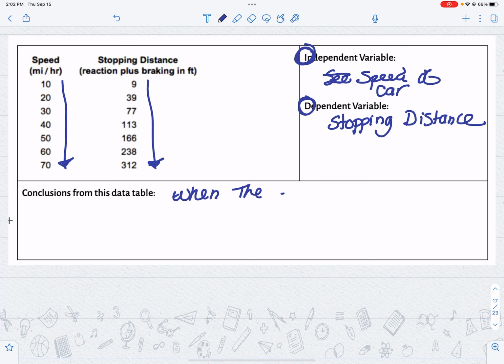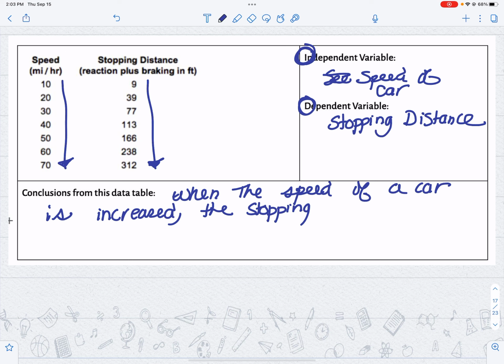So when the speed of a car is increased, the stopping distance also increases. And that sort of makes sense to me, right? The faster that car is going, the more energy that it has. And so it's going to take the brakes longer to stop the car.